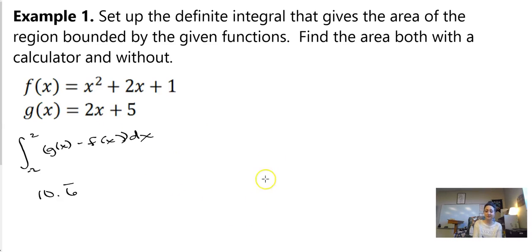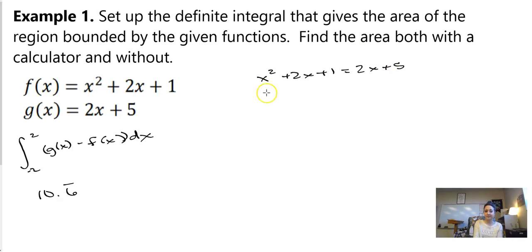Well, we saw where they intersected, right? So let's set the two equal to each other. So I've got x squared plus 2x, go ahead and write this with me, plus 1, equals g of x, so 2x plus 5. So I'm setting the two equal to each other.